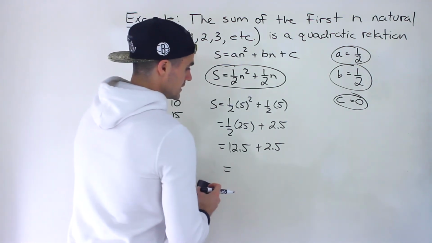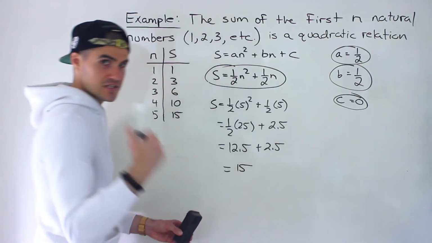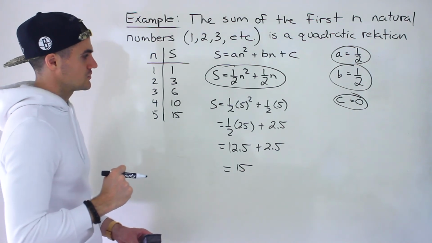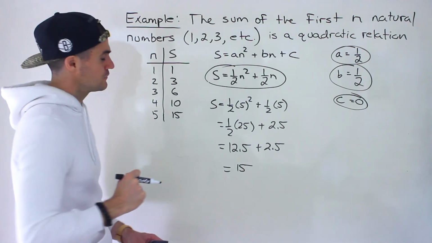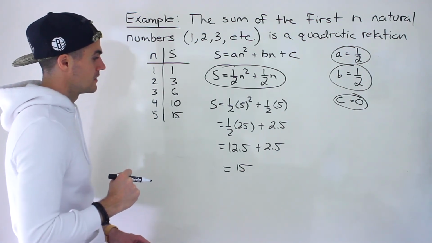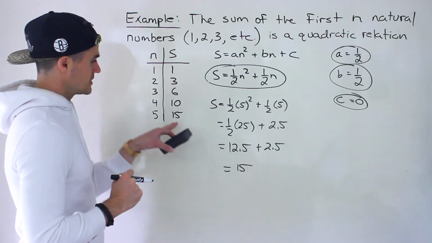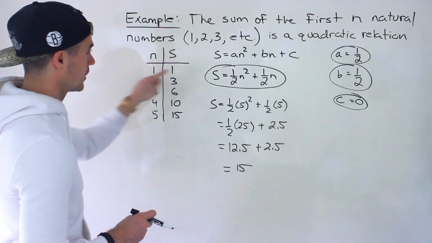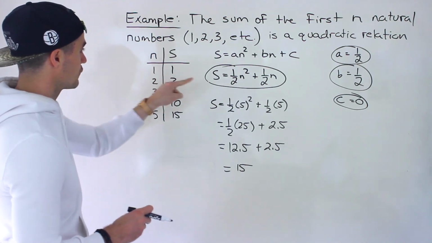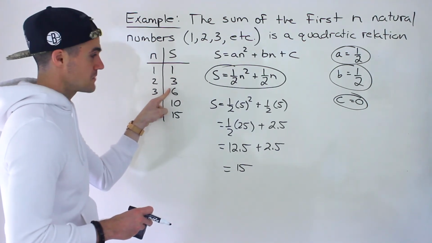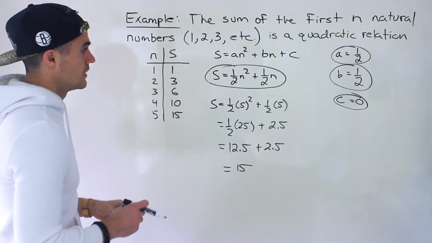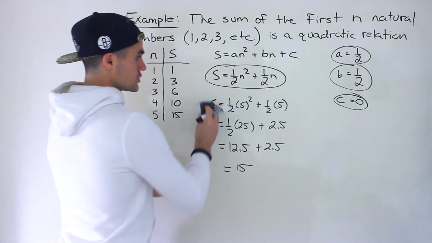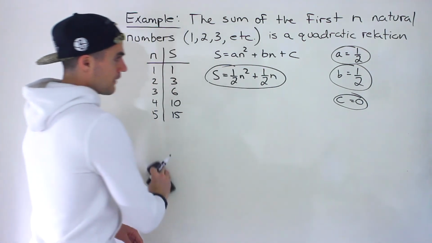Not 50, 15. I was thinking about the sum of the first 50 natural numbers. I was kind of getting ahead of myself, right? That's what we're going to have to do in part C. So as expected, we do get 15. And you could also test these as well. You could plug in 1 for n, or 2 for n, or 3 for n, and you will get these respective s values. Right? So that's the quadratic relation. So kind of cool how that works out.